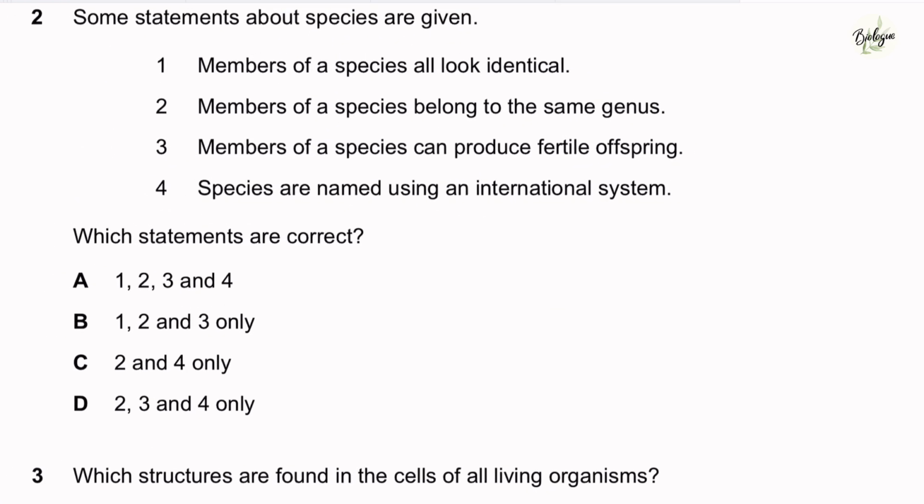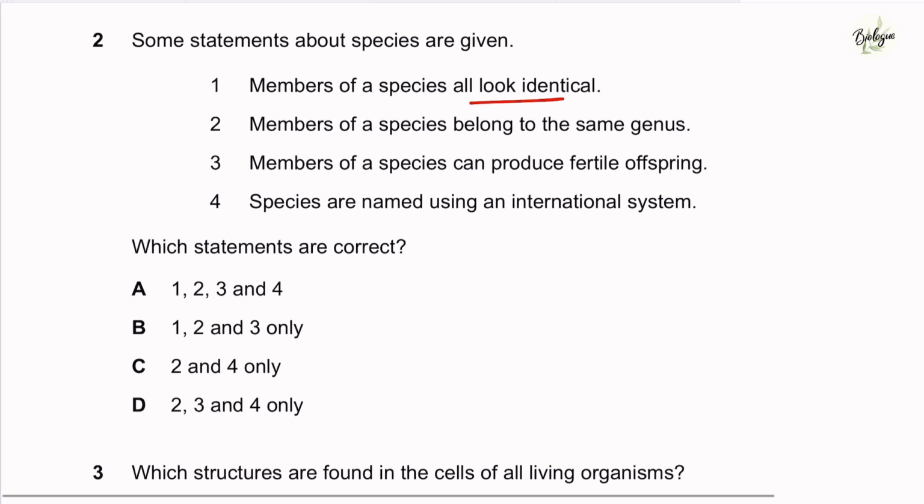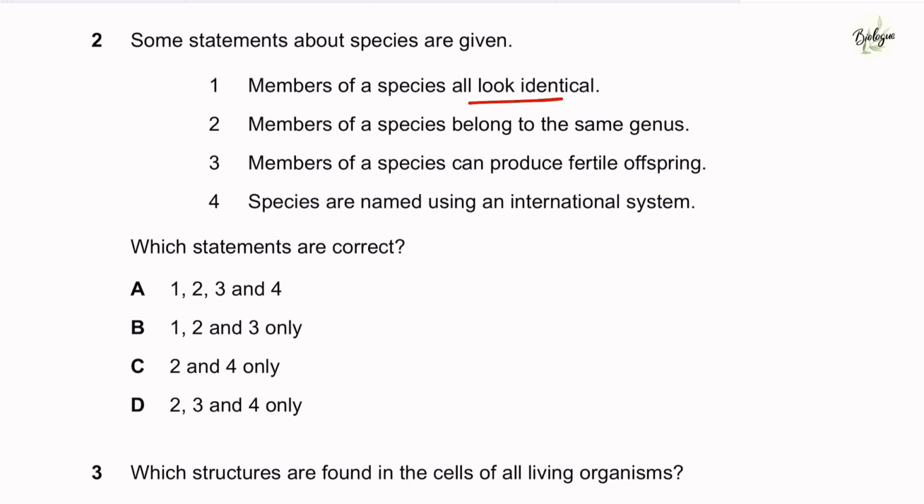Some statements about the species are given. Members of a species all look identical. Members of a species belong to the same genus. Members of a species can produce fertile offspring, and species are named according to an international system. Which one is correct? So number 1, members of a species all look identical. Not necessarily. There are species where, because of different DNA changes, for instance, because of different sequences of genes in the DNA of the organism, they tend to have different phenotypical, or physical, characteristics. So they don't all look identical.